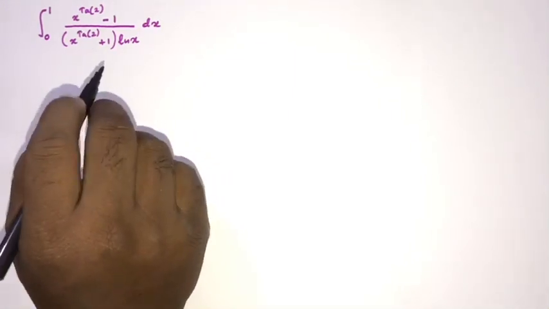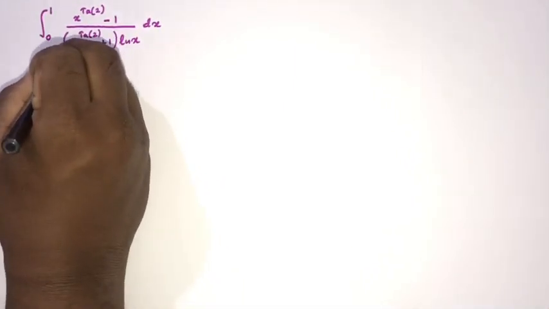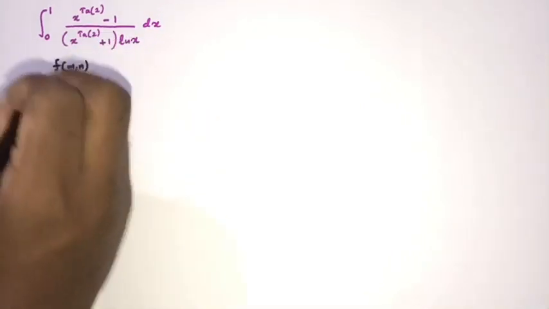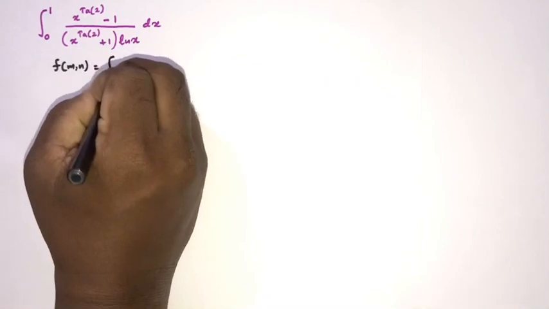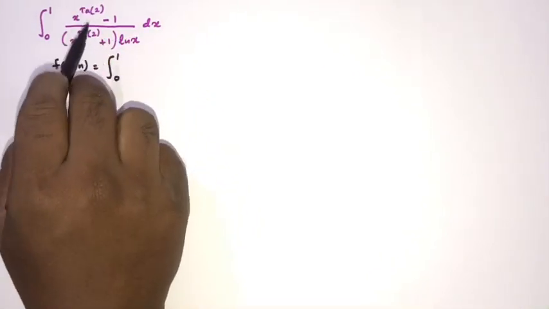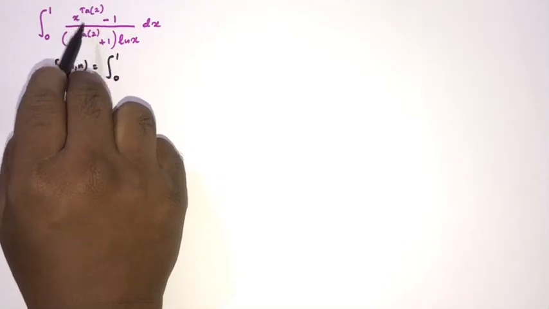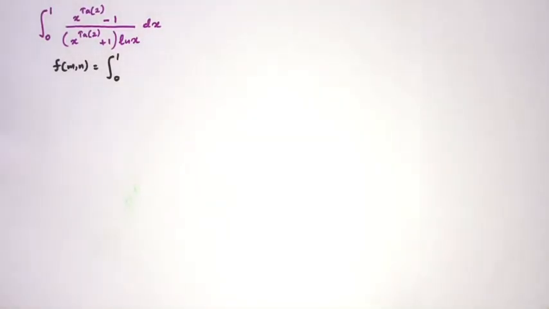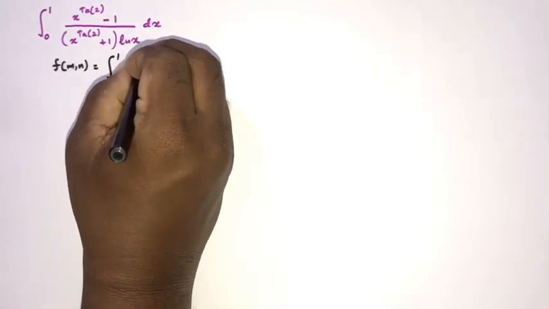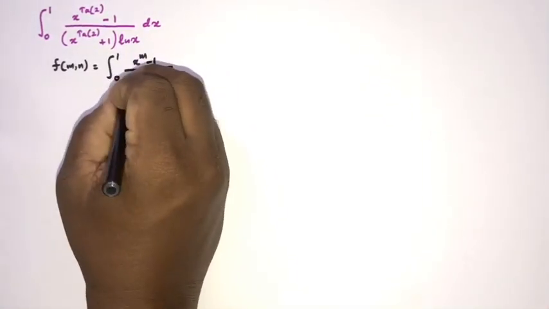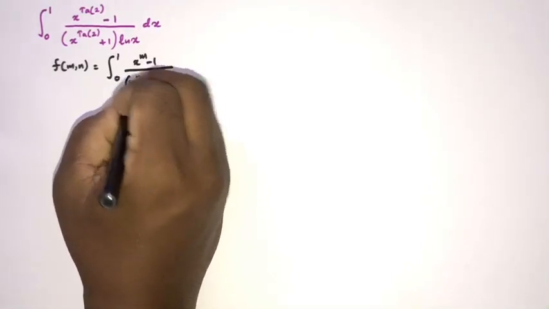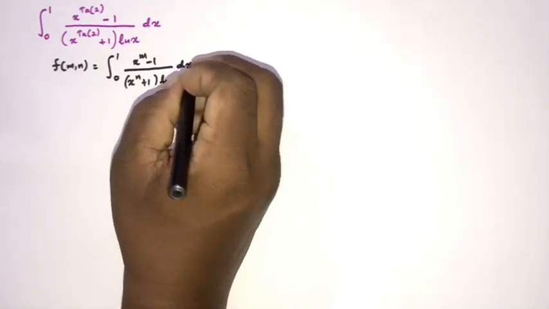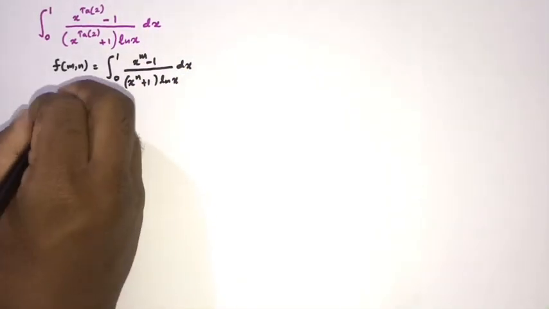Before that, now I'm going to define a function f(m, n) equal to the integral from 0 to 1. Here we have a constant, here also we have a constant, but in this question the constants are the same. If you have a different constant, sometimes you will have to solve with a different constant. Therefore I am going to take x^(m−1) over x^(n+1) times natural log of x dx. Now I'm going to differentiate with respect to m.